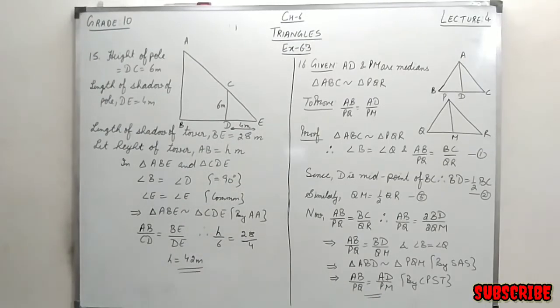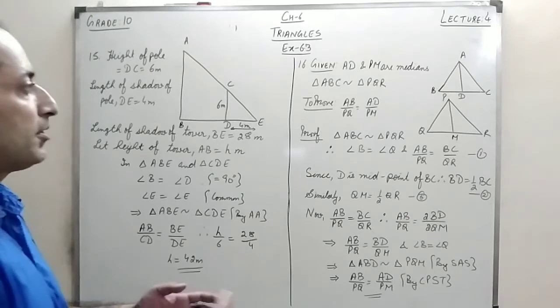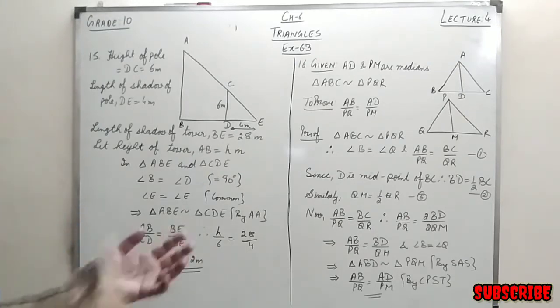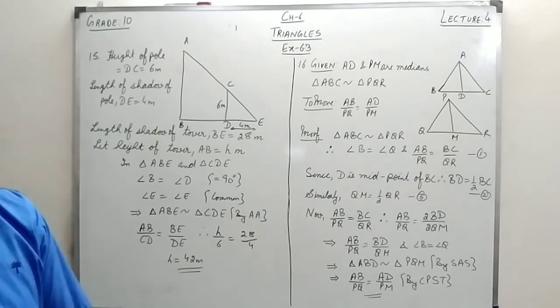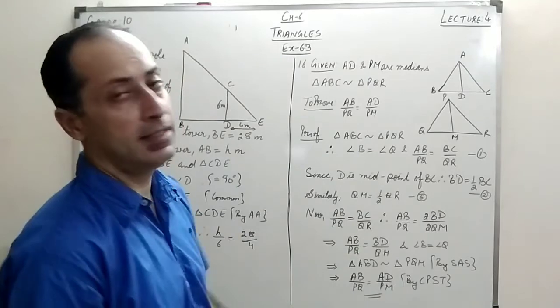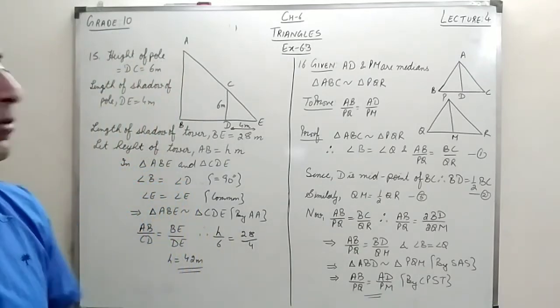Alright, let's see the last question of this exercise. The last question is somewhat converse of the 12th question. In the 12th question it was given that the ratio of the sides was equal, and we have to prove that the triangles are similar. But now what is given to us? That the triangles are similar, but we have to prove that the sides ratio is equal.